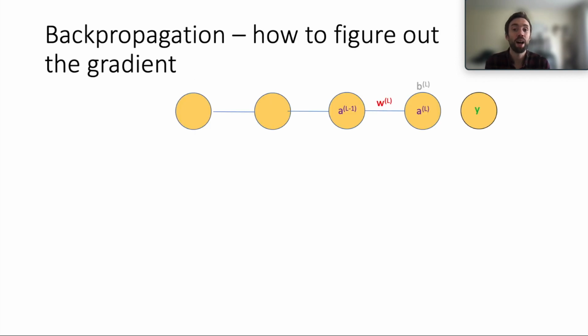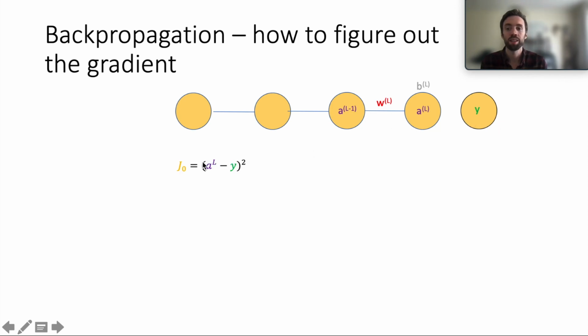Now we're going to move on to backpropagation, which is a method used by modern machine learning algorithms to figure out the gradient. And we're going to focus on a very simple neural network example here. This neural network is just a chain of units, each of which contains a single weighted input from the layer below and also has a bias term. And we're going to compare our output from the final layer, the activity AL, to a target Y.